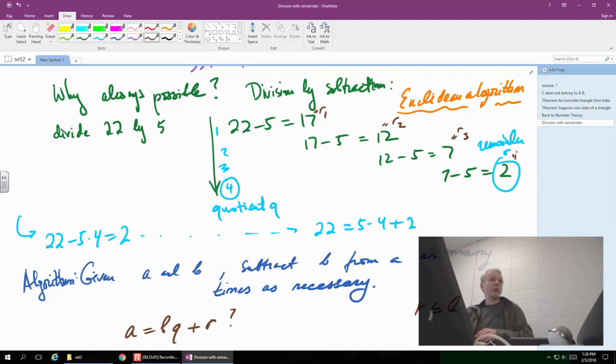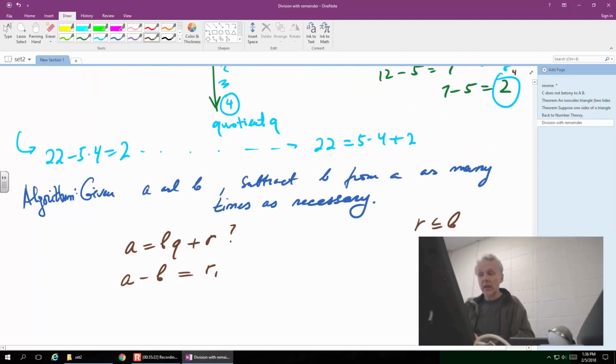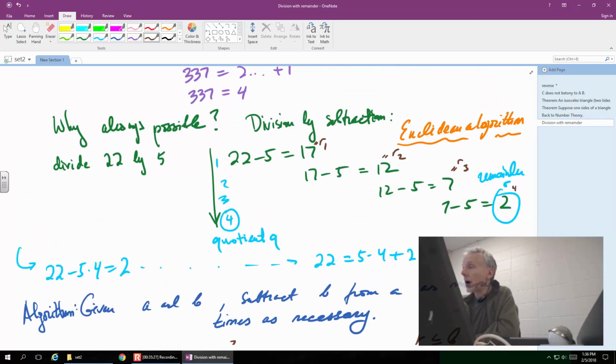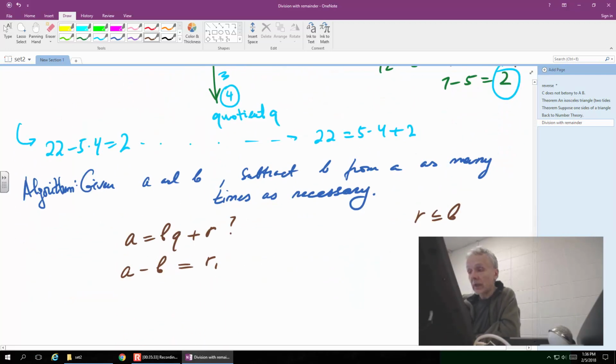Also, we do not proceed from 2. And in fact, if we subtract 5 one more time, we're going to become negative, and we just stop there. Okay, so that's the idea. We start with a minus b, and call this R1. Okay, then you can see what has happened here. I take my R1 and subtract b one more time, so R1 minus b, and call it R2. Then I take R2 minus b and call it R3. Okay?